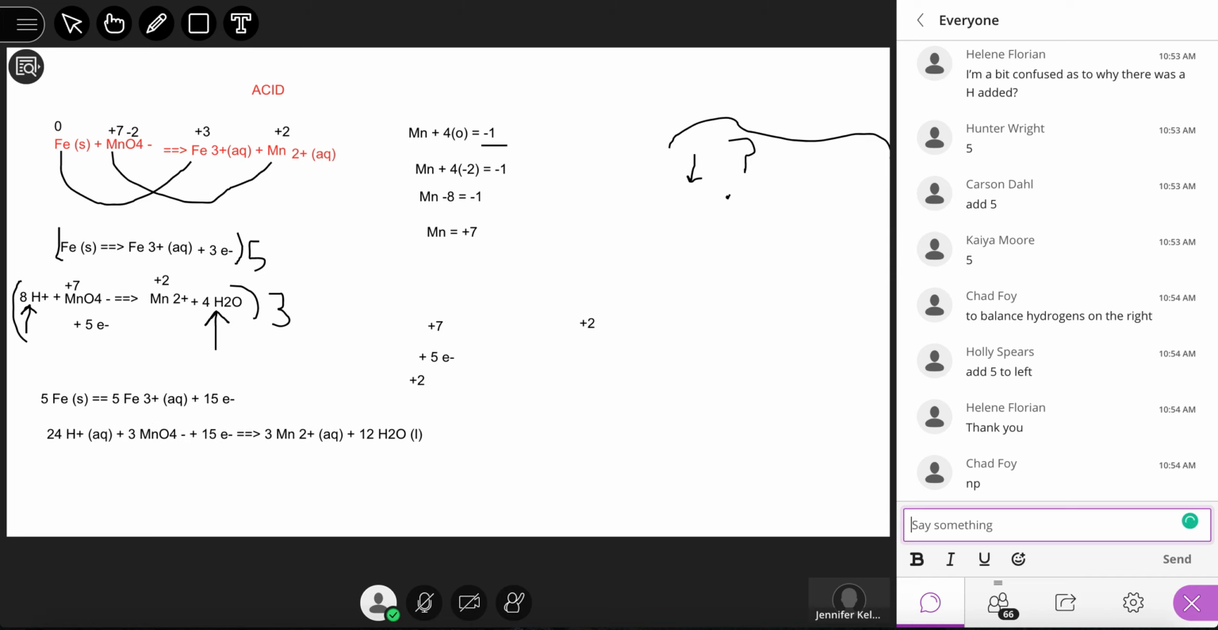Okay. Now we're going to add them together. Looking at the right side of both arrows, I see I have 15 electrons there. Looking at the left side of both arrows, I had 15 electrons on the left-hand side. I'm going to cancel those. Now I'm just going to write down everything that's left.